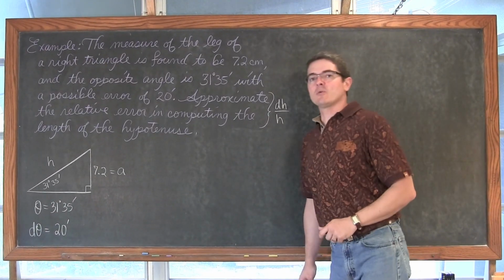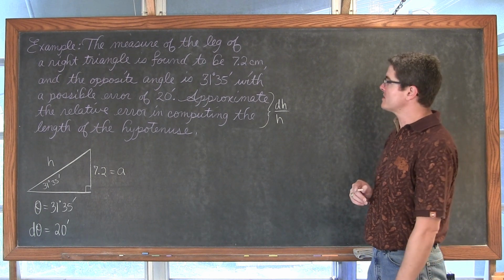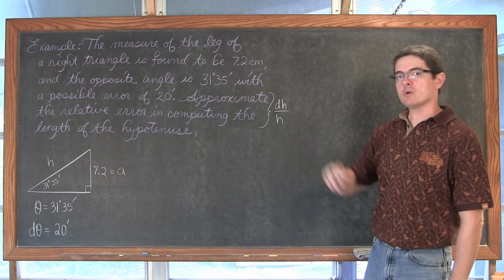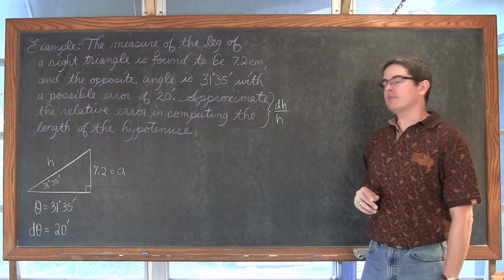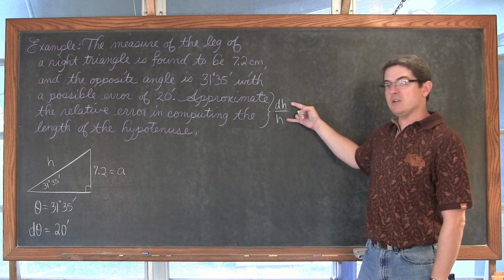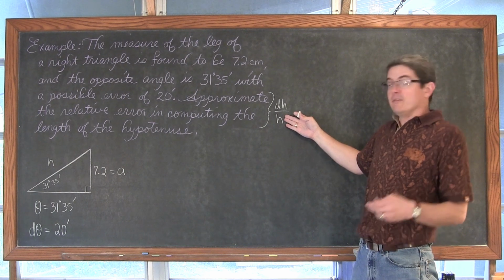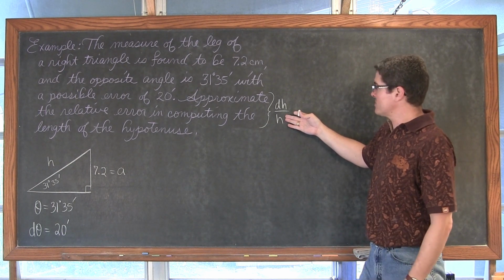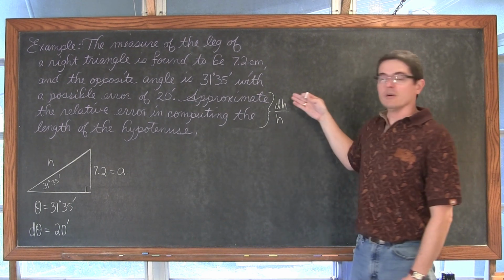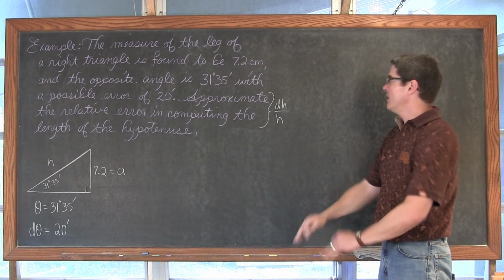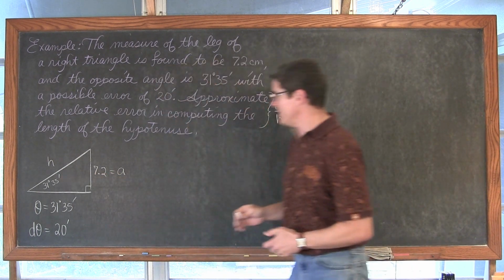The measure of the leg of a right triangle is found to be 7.2 centimeters, and the opposite angle is 31 degrees 35 minutes, with a possible error of 20 minutes. Approximate the relative error, again percent, in computing the length of the hypotenuse. In other words, we're looking for dh over h. So we're going to have to find h, the measured length of the hypotenuse that we actually have from the numbers given, and dh, the estimation of the error in our measure of the hypotenuse, because we know we have some error in that measure of the angle.